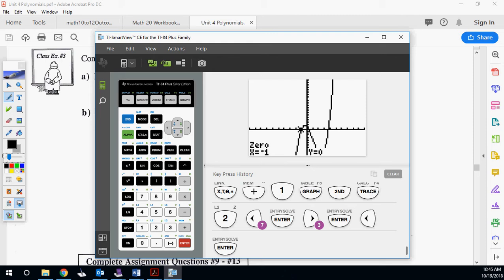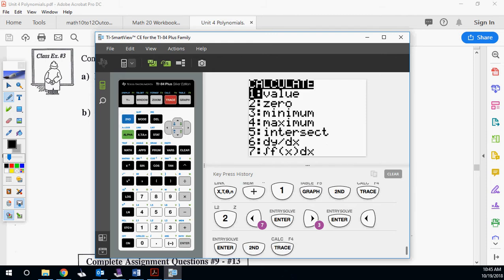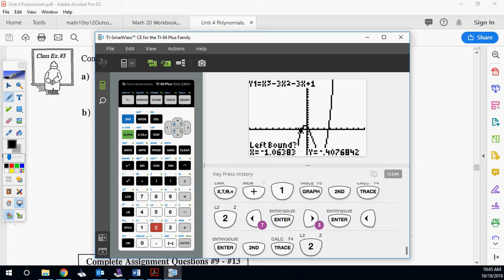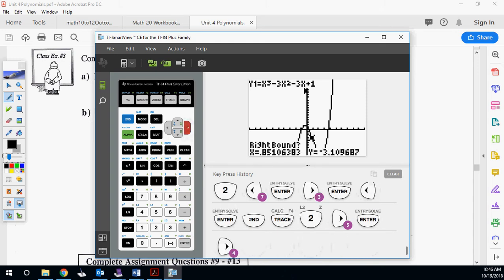Now we do it again. Second, trace. I have to do this process three times because there are three zeros. There's a zero right here in the middle. I have to be on the left side of it, and make sure you get over the hill there. So I'm over the hill, hit enter. Go below it, enter. Get close to it, enter. The second one is 0.267. They said nearest hundredth, so that's going to be 0.27. So we have negative 1 and 0.27 so far.